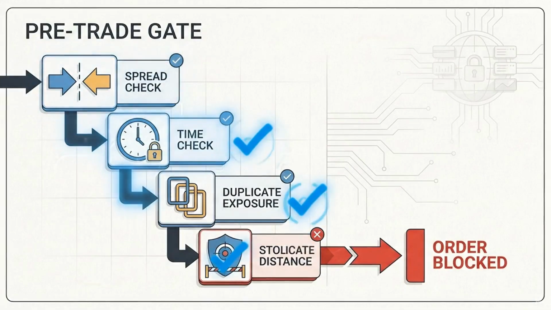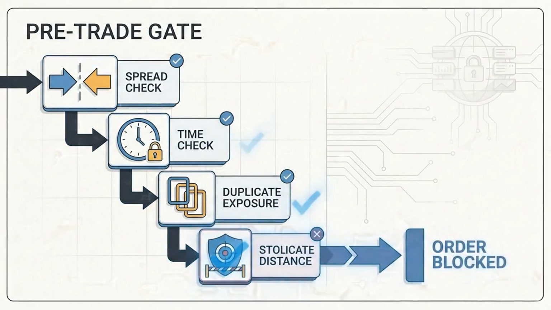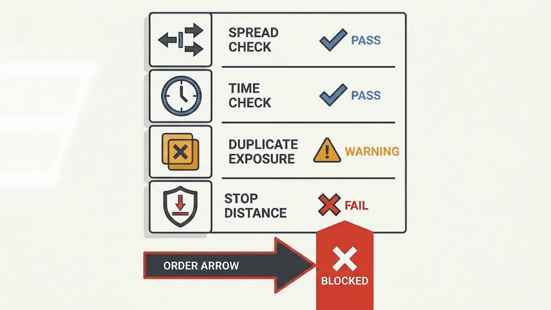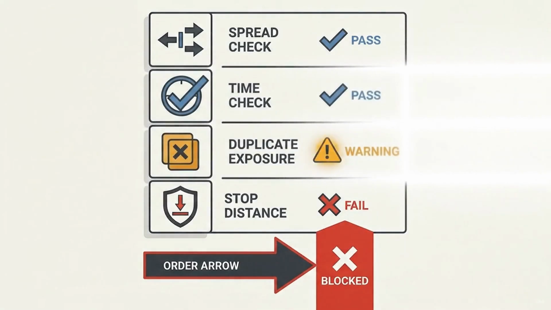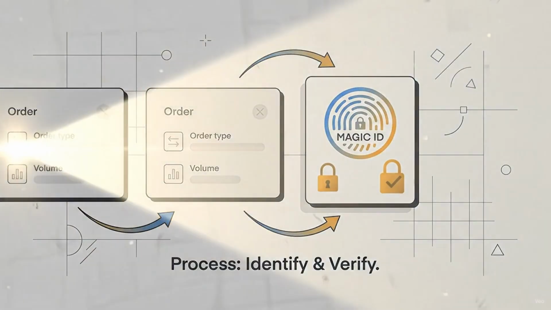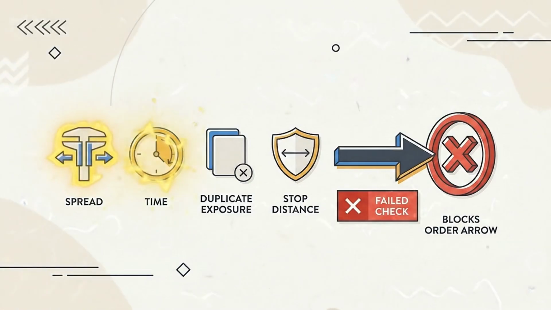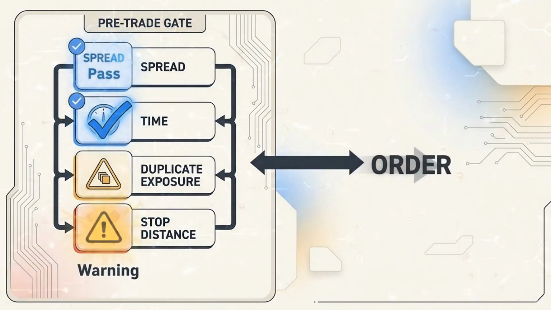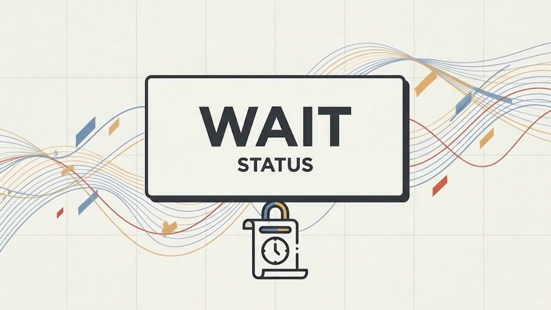Before an order is submitted, the bot has 4 more questions. Is the current spread below our maximum? Are we inside the permitted trading window? Does this symbol already have an order or position with our magic number? And is the entry far enough from the current market to satisfy the broker's minimum stop level? If any answer is no, nothing happens.